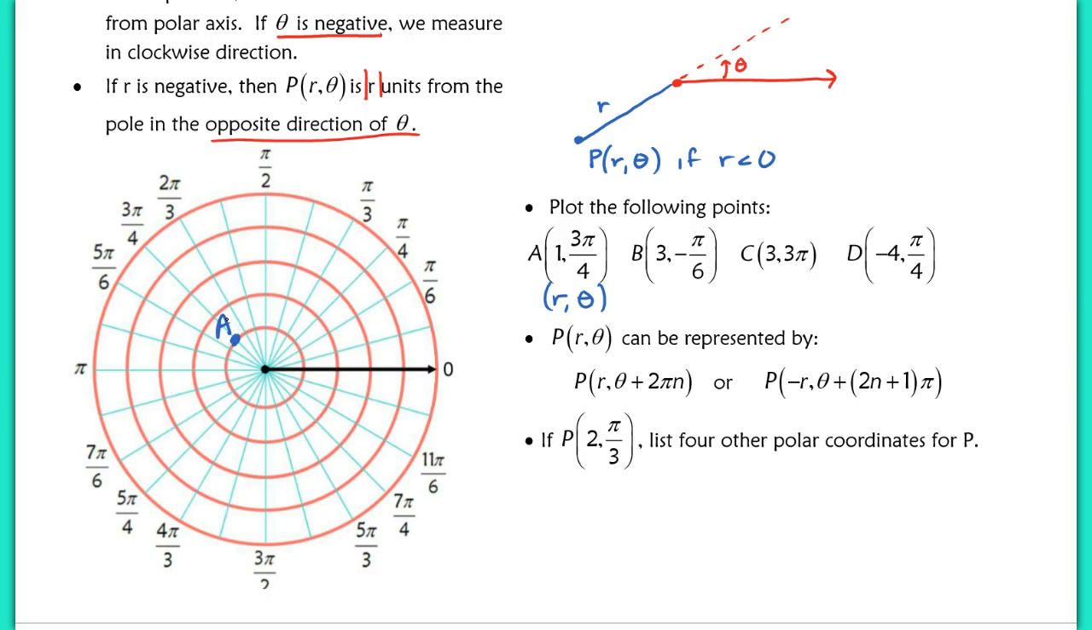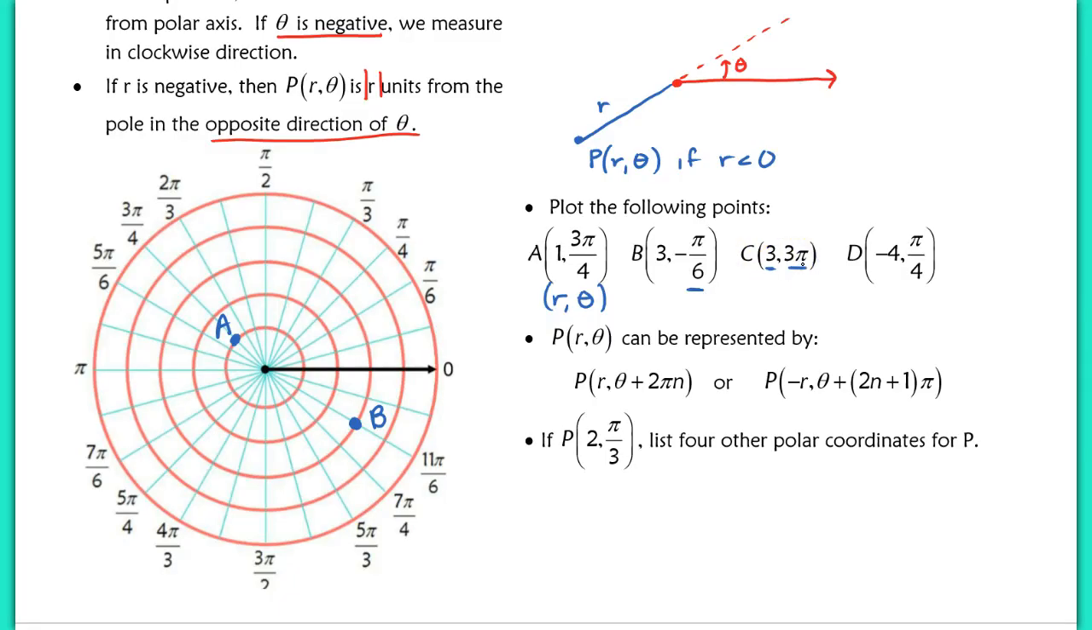Now the second point B is listed with a negative value for your angle measure. So we have a negative angle measure. Remember, this time you're going to go clockwise from the positive x-axis here. So from your polar axis, we want to go negative π/6, which means we're going to be at the same value here as 11π/6. And I want to be 3 units away this time, so that means I'm here on that third rung. So there's point B.